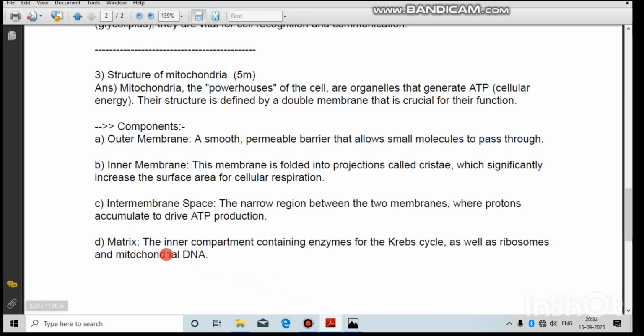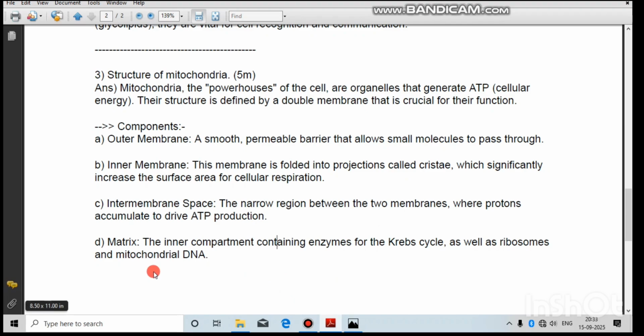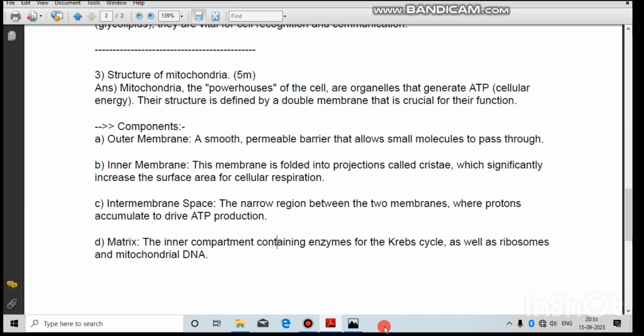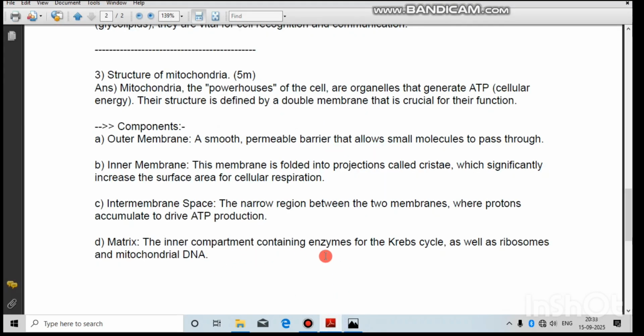Next one, intermembrane space, the narrow region between two membranes where the protons will accumulate to drive the ATP production, guys. The intermembrane space, the narrow region, as I was showing you. Here we have got the intermembrane space, guys. The last one is the matrix, that is the internal part. Here we have got all the matrix present. In this matrix we can find all the DNA, ribosomes and granules, guys. They contain enzymes for the Krebs cycle as well as the ribosomes and mitochondrial DNA, guys.